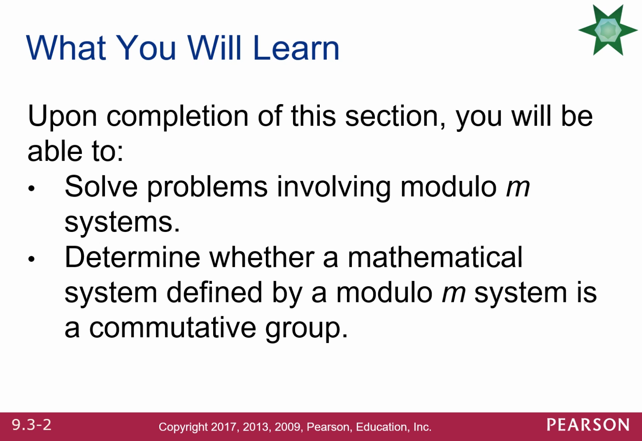Commutative means that they can go back and forth. So, for example, 4 plus 8 is the same as 8 plus 4, right? So that's commutative. It satisfies the commutative property. So we are going to see if a mathematical system based on the modulo M system is commutative or not.